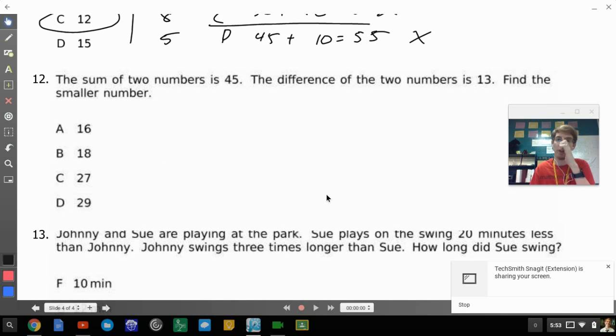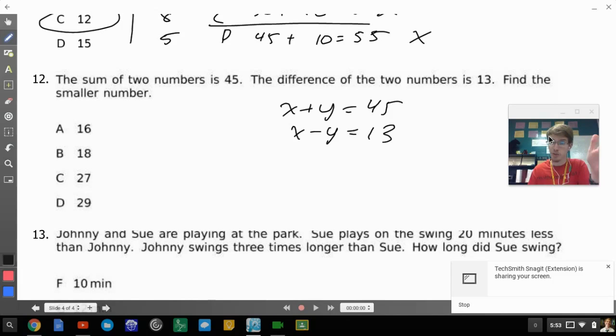Sum of two numbers is 45. The difference of the two numbers is 13. Find the smaller number. All right, so ordinarily I would go with this. Sum of two numbers is 45. The difference of the two numbers is 13. Use elimination, okay? But because it's multiple choice, I can use my head a little bit. The sum of two numbers is 45, difference is 13. I could probably figure out what the other number is and then find the difference.